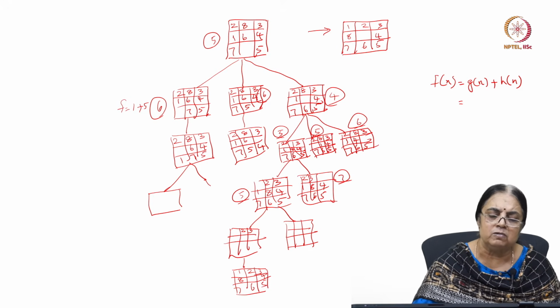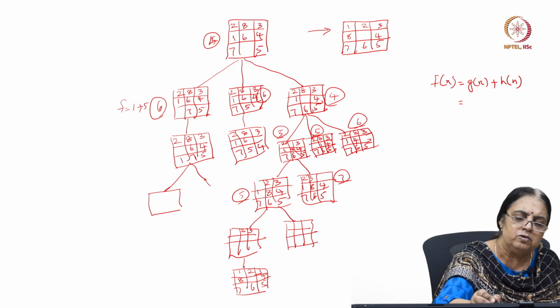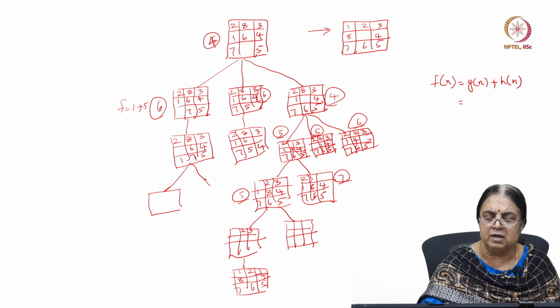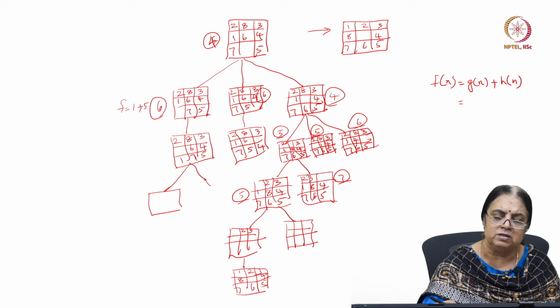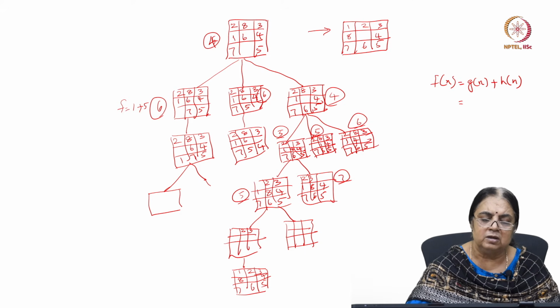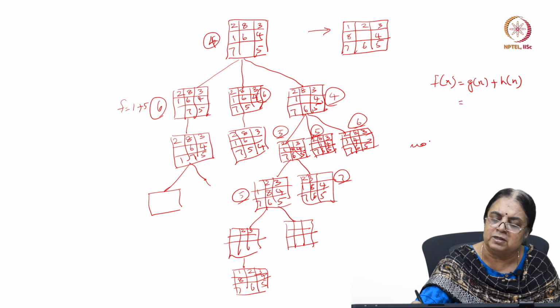And one thing you can notice is that, and actually this is 4. So you find that the value of f of n actually keeps increasing as you go down. It either increases or remains the same. Okay, it does not decrease at any point in time. So that's what is known as the monotonicity here.